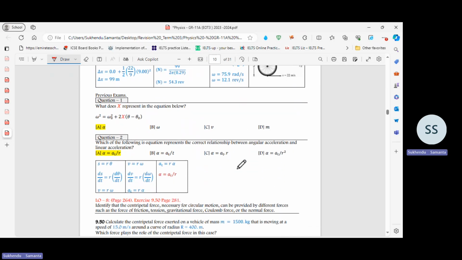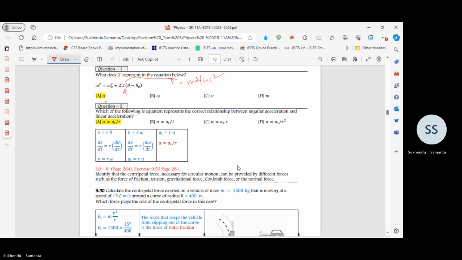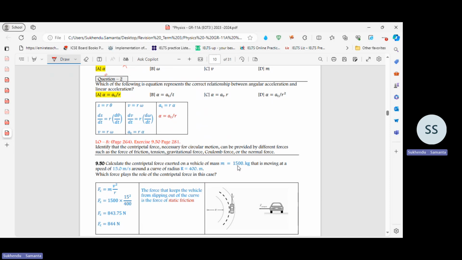Next, this is also a very important question. What does x represent in the given equation? So omega square equals omega 0 square plus 2 alpha delta theta. So here x is your alpha, or they can ask you what is the unit of x. Then you have to say it is radian per second square. Next, alpha, what is the formula?